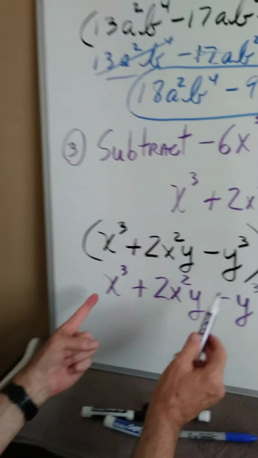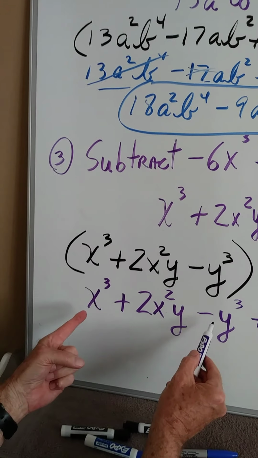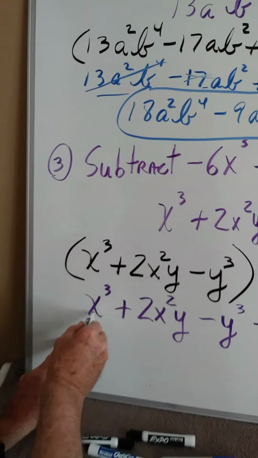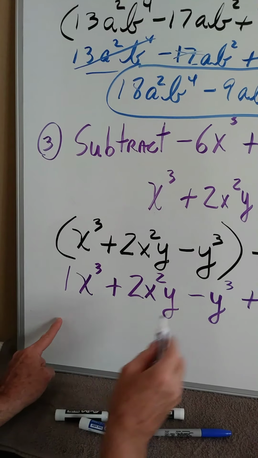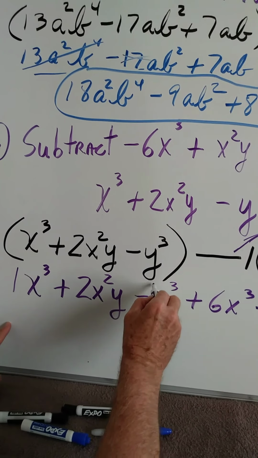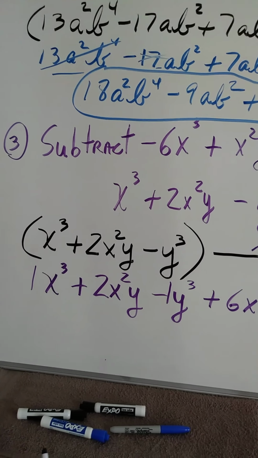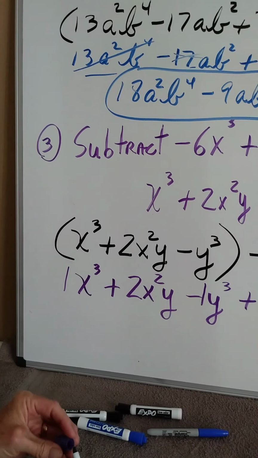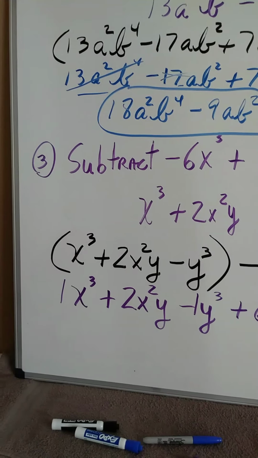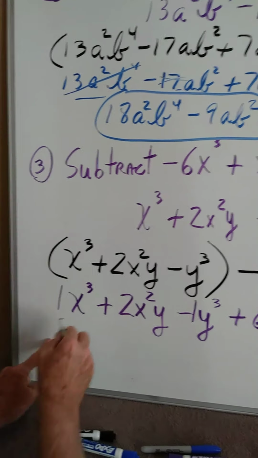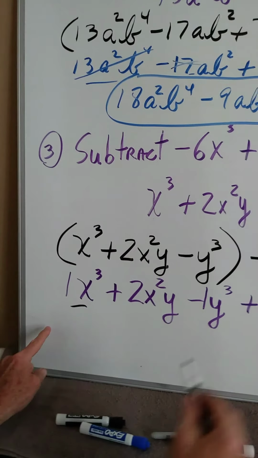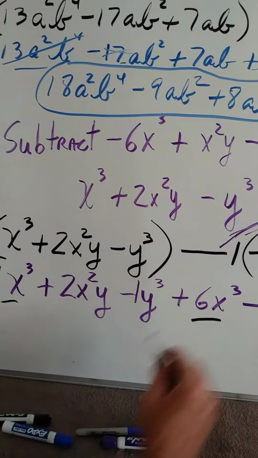Maybe back over here before we combine so there's no messing up. Feel free to put a coefficient of 1 there, and a coefficient of negative 1 there. Let's start with the x cubes. There's an x cubed. There's another one. 1 added to 6, 7x cubed. They're done.